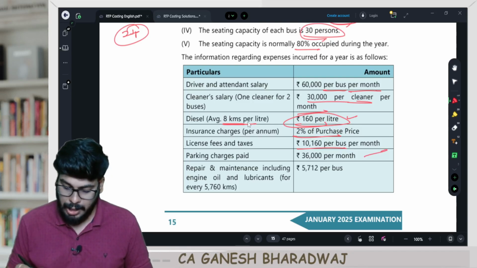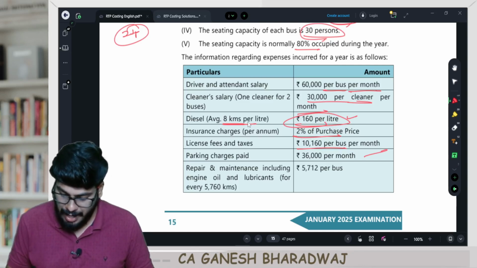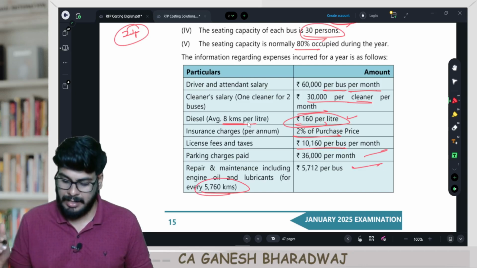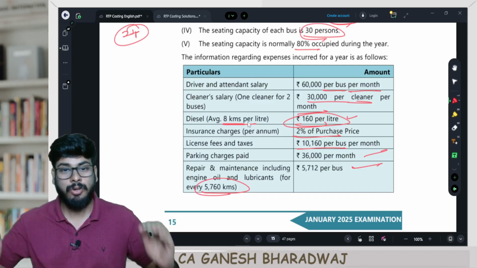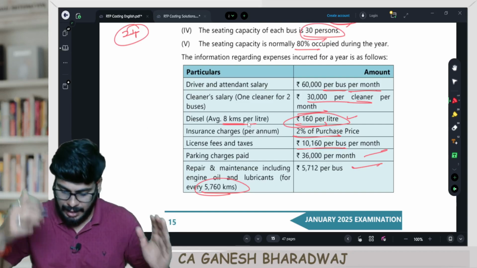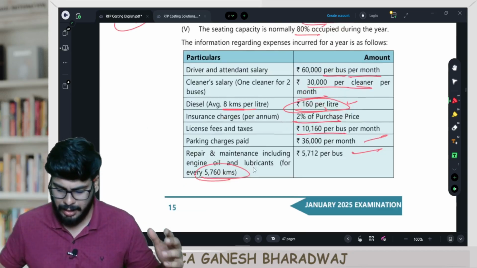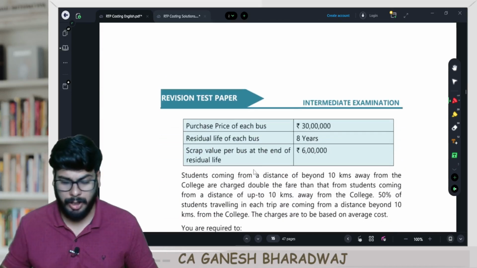Repairs and maintenance, including engine oil and lubricants, for every 5,760 kilometers, they incur a cost of 5,712. Right? So what you need to do, you need to take the total kilometers divided by 5,760 into 5,712. Are you clear with this? That's how you need to calculate. Nevertheless, we will do other calculations.